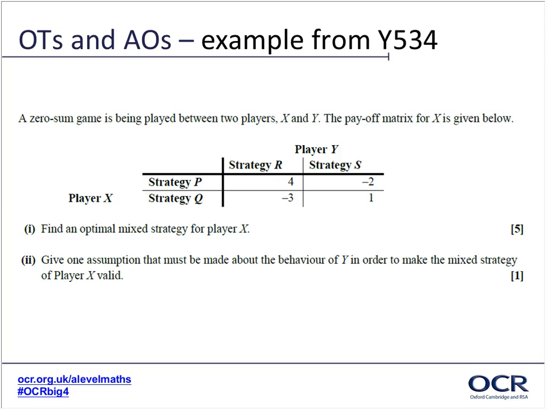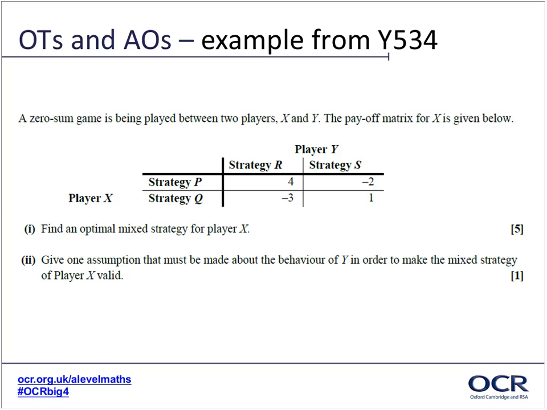Now this is abstract, but of course we can set these in, as it were, proper context as well. So the -2 then for P and S shows that X is going to lose money and Y is going to gain.